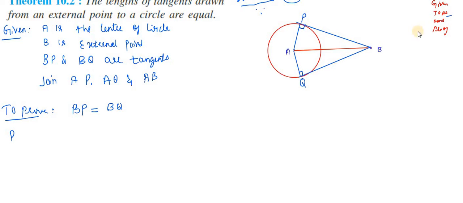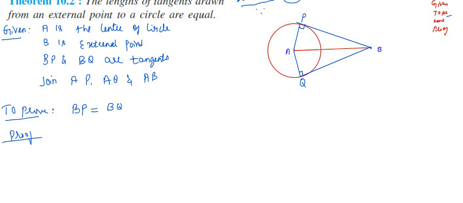The construction we already did; we joined here only, we did not do any extra constructions. Why? Because the joining is compulsory. Construction means we need to do some extra external thing. Here we did not do any extra thing, we only joined it. That does not come under construction. Why? Because AP is a radius, we know already. So next, proof.